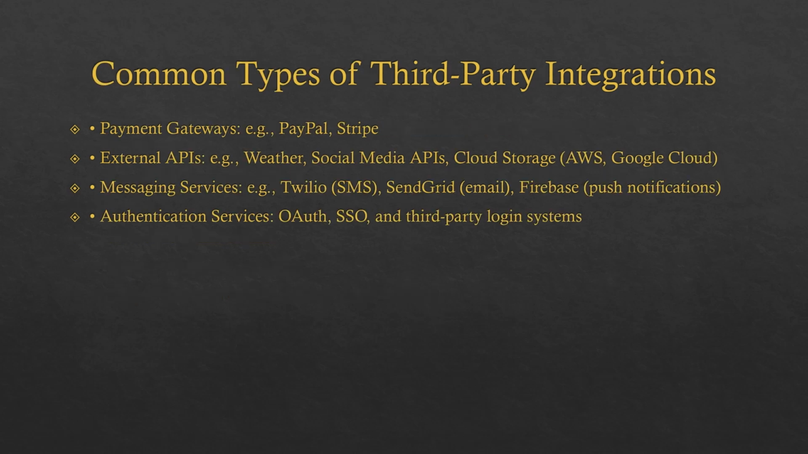Let's take a closer look at some of the common types of third-party integrations. Payment gateways such as PayPal or Stripe are crucial for handling online payments. External APIs can provide a range of functionalities like weather updates or access to cloud storage, for example AWS or Google Cloud. Messaging services like Twilio for SMS or SendGrid for email enable real-time communication, while authentication services such as OAuth and SSO simplify user authentication.